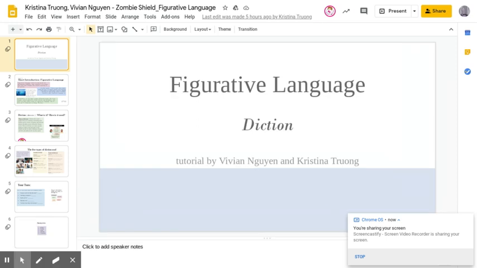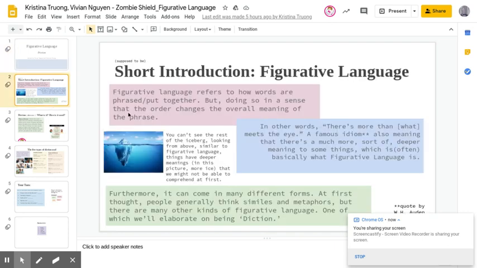Figurative Language Diction tutorial by Vivian Nguyen and Christina Trung. So, a short introduction on figurative language.